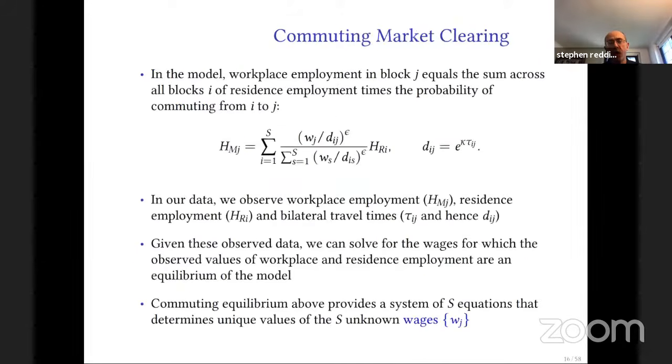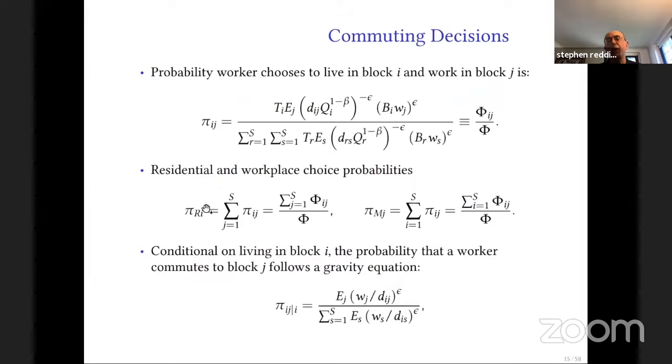What are we going to do? We're going to go back to our commuting probabilities. In particular, we're going to look at our residence probabilities, which just sum the bilateral commuting probabilities across all possible workplaces J for a particular residence I. And what do you see in those probabilities?